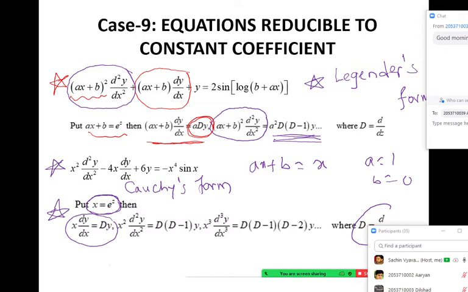So there are two different forms in variable coefficient. One form is known as Legendre's form, and the other is known as Cauchy's form. No need to memorize the names of the forms. Just you should know whenever the variable coefficient occurs, we have to use a substitution. If ax plus b is the coefficient, put ax plus b equal to e raised to z. And when x is the only coefficient, put x equal to e raised to z. This is the standard substitution. Don't use any other substitution, because only this substitution works and converts the differential equation to constant coefficients.